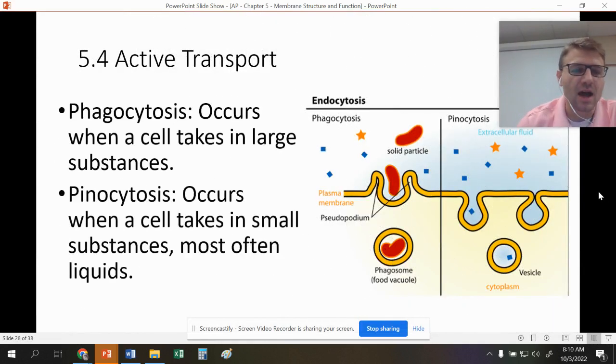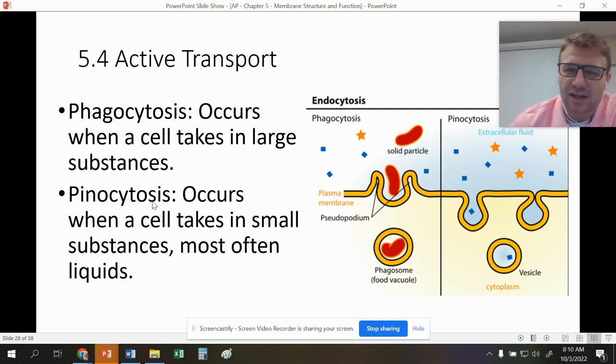All right. Two types of endocytosis that we're going to get more in depth with: phagocytosis and pinocytosis. Phagocytosis occurs when the cell takes in large substances. You can see a solid molecule being taken in here. And then pinocytosis is when a cell takes in really small substances, mostly liquids.